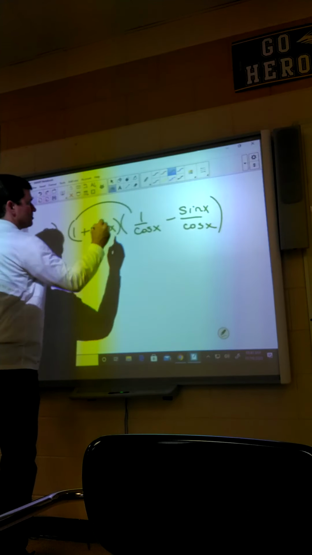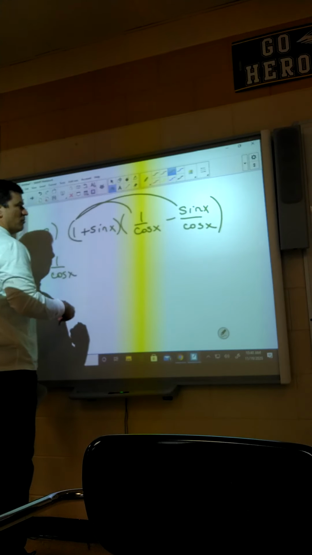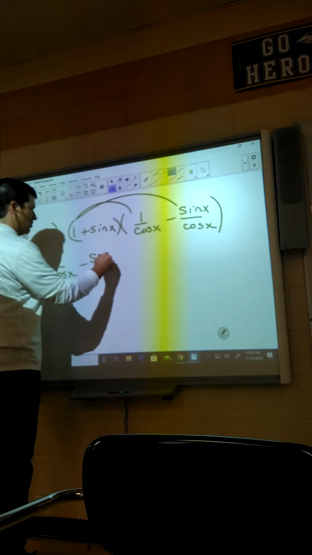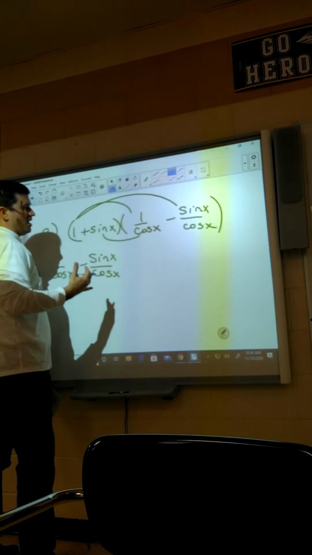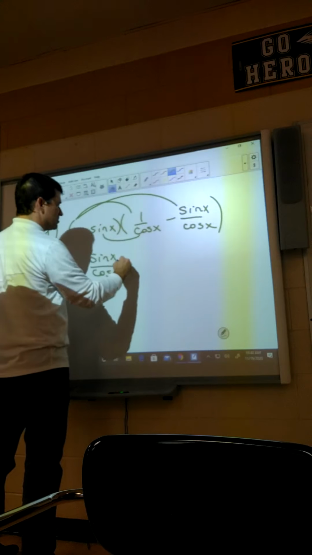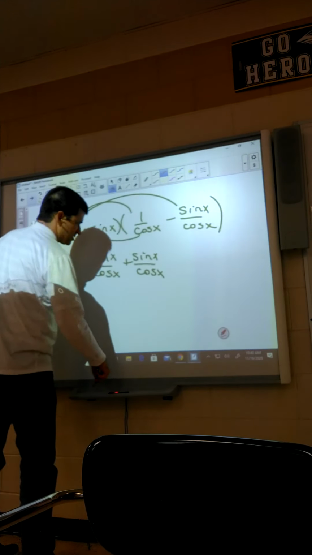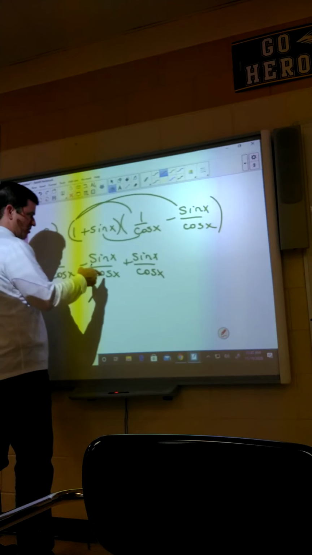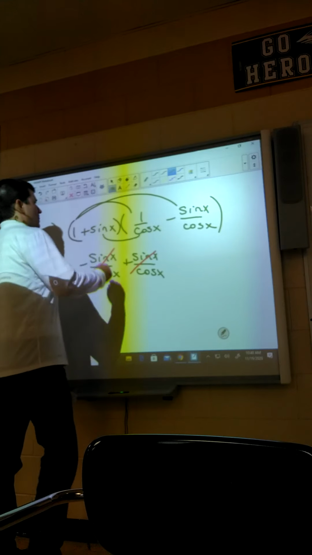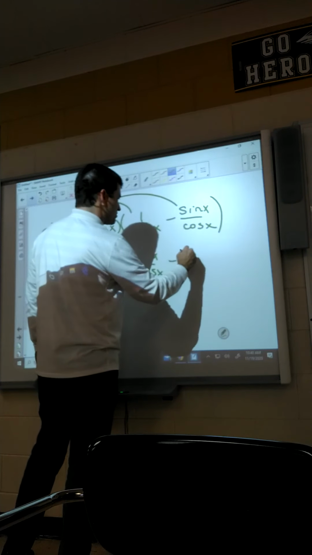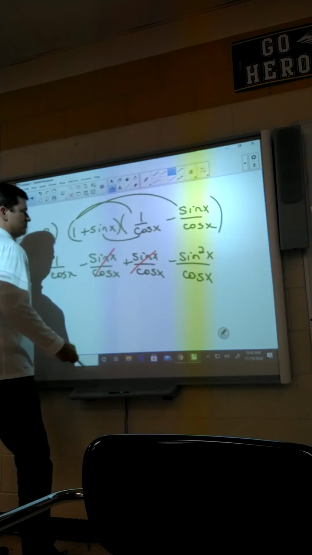All right, so times by 1, we get 1 over cosine. Times by 1, that's minus sine over cosine. When I times these two, nothing cancels. Sine times 1 gives me sine on top and cosine on bottom. And as you can see, a minus sine over cosine and a plus sine over cosine, those are going to cancel. Sine times sine is sine squared over cosine. All right, now, these are gone.